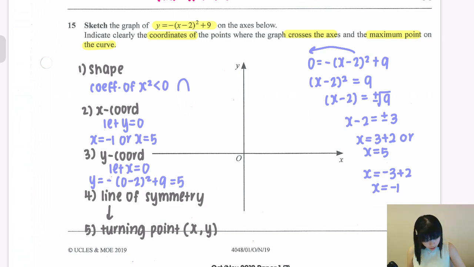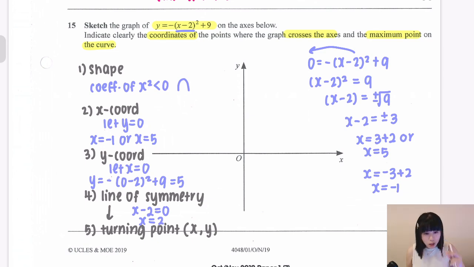Line of symmetry. You can take negative 1 plus 5, divided by 2. That's the first way. The second way is, because it's already in the completed square form, always take the one in the bracket here. The x minus 2 in the bracket, you equate to 0. This is just a technique, a hack that you can use to easily find the line of symmetry. Then you just need to solve for x. You bring over the negative 2, it becomes 2. So x is 2.